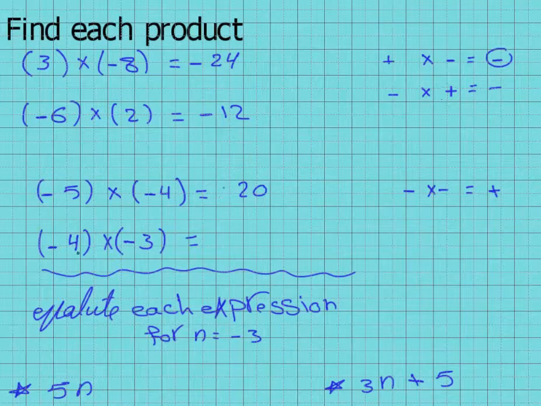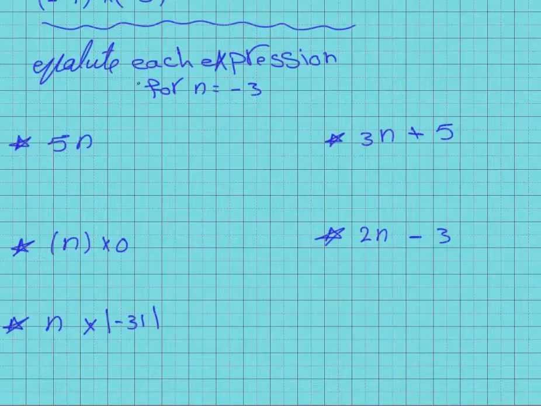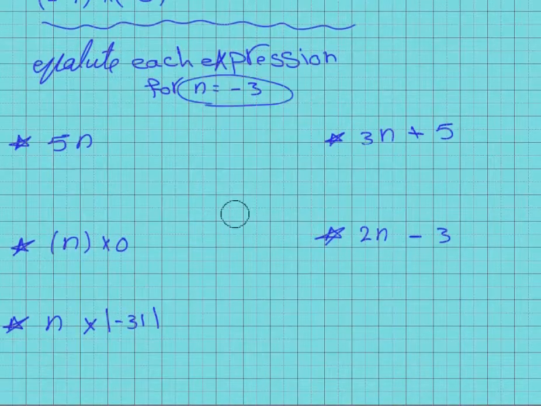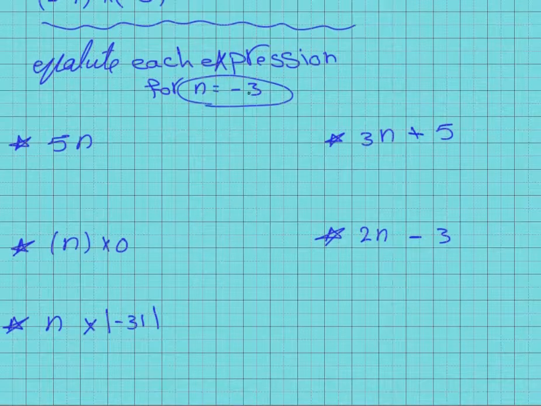Here, -4 multiplied by -3, the answer is positive. Both of them are negative, so the answer is positive. 3 multiplied by 4, the answer is 12. Evaluate each expression for n equals -3. Every time I find n, I will substitute it and put -3. It will become 5 multiplied by -3.